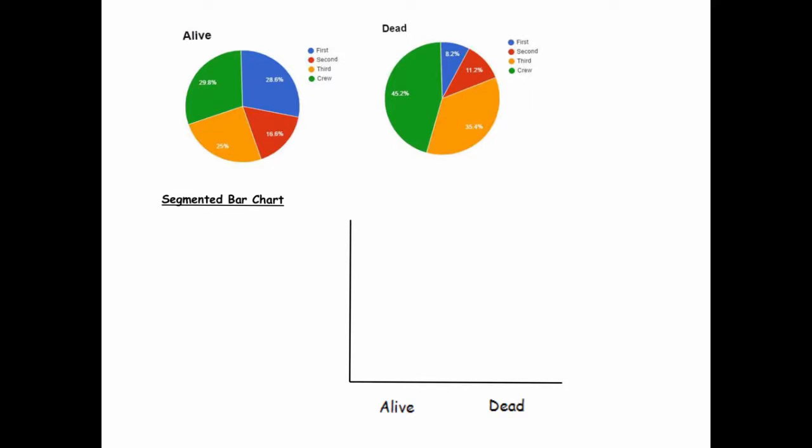And finally, we can use another visual called a segmented bar chart in order to compare two distributions. We're going to consider all of those people who survived and all those who died, and we're just going to make what's called a segmented bar chart, which is yet another way of checking for independence.